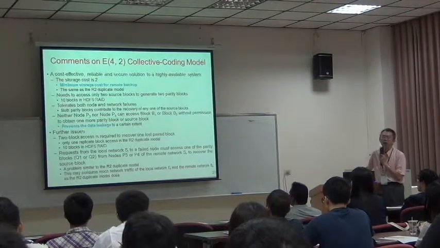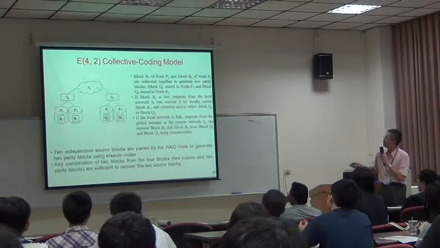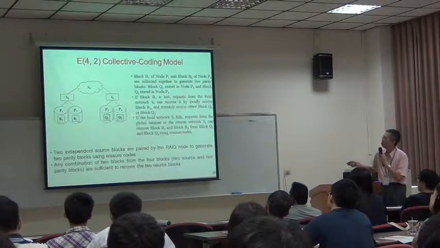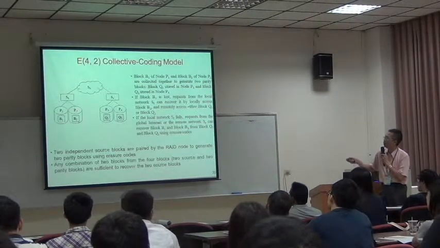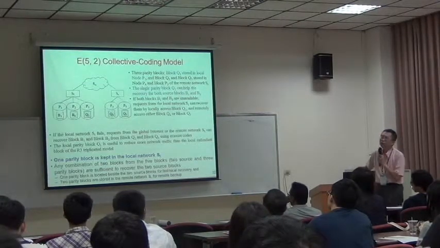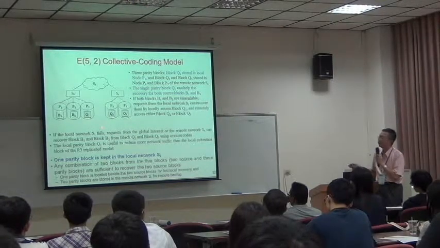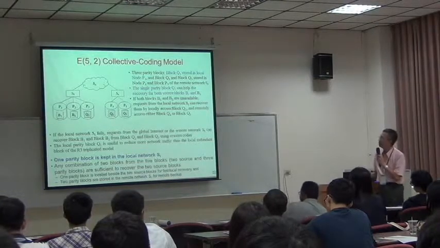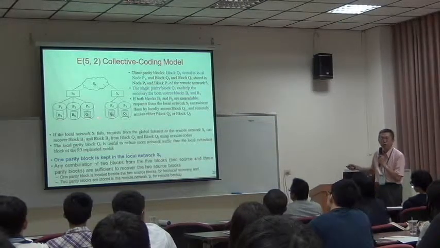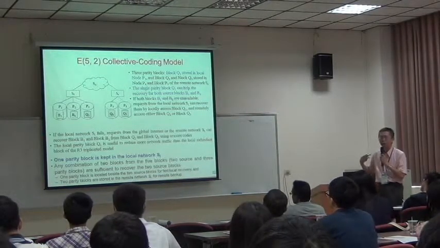However, to recover the original data, for example when P1 is lost, to recover B1 we need to access the remote site, either Q1 or Q2. So we have remote network access. To reduce this traffic, we introduce the E52 model. It is very simple: just keep 1 more parity block local. So we have 3 parity blocks generated from 2 source blocks, 2 in remote and 1 in local. Based on the erasure code, with any 2 of 5, we can recover the original 2 blocks.